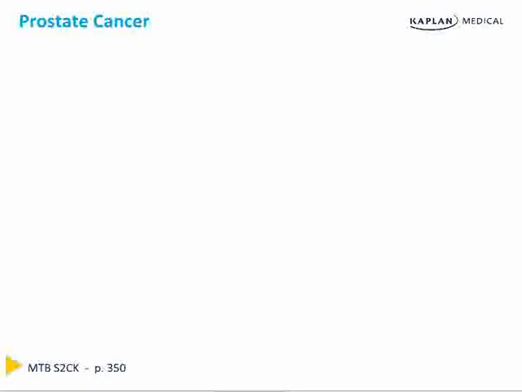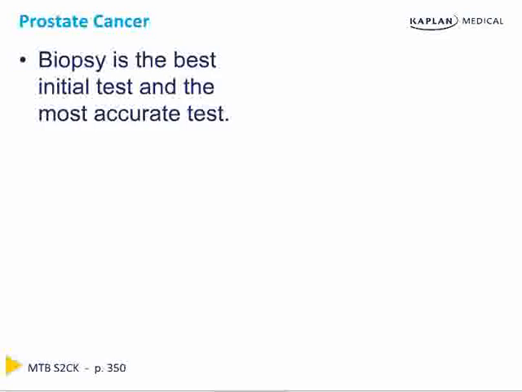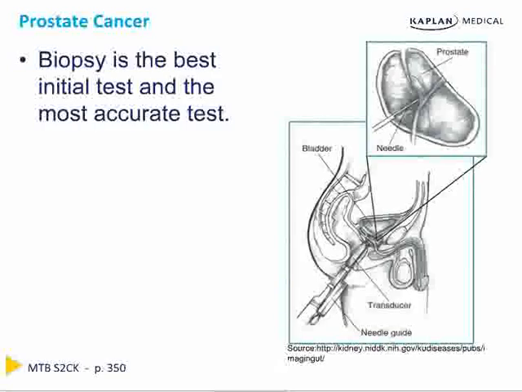As with the diagnosis of all cancers, the most accurate test for prostate cancer is biopsy. A prostate biopsy is typically performed by passing a small needle through the rectum, usually under the guidance of ultrasound. But in some cases, the biopsy needle can be passed either transurethral or through the perineum.